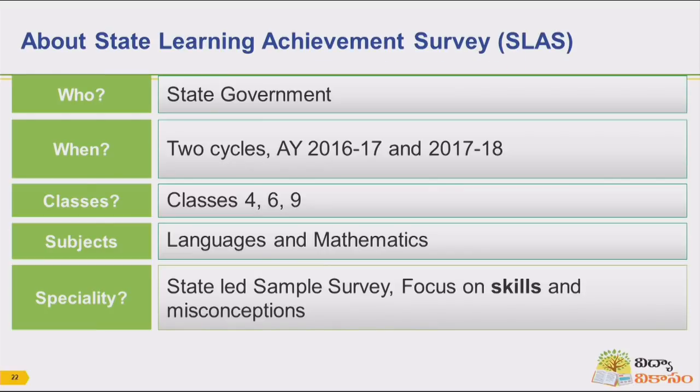If you go through the slide, you will come to know this is the state government conducted survey. These two cycles were conducted in 2016-17 and 17-18 for classes 4, 6 and 9, in languages and mathematics. The speciality of SLAS is that here they are focusing on skill areas, instead of learning outcomes as in the national achievement survey. They are both one and the same, but here the focus is more towards skill areas. The special features of SLAS I want to share with you.